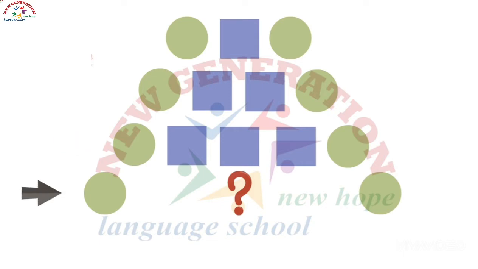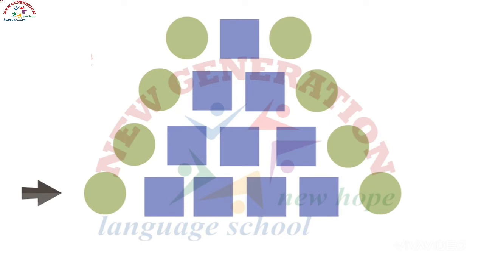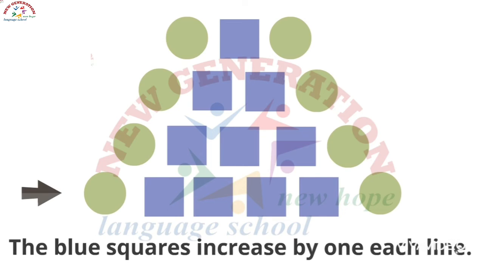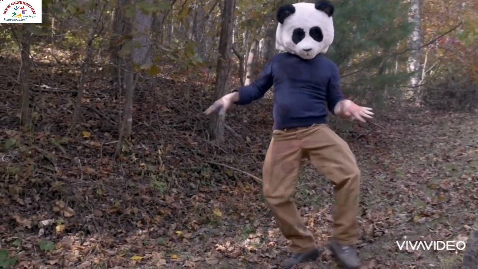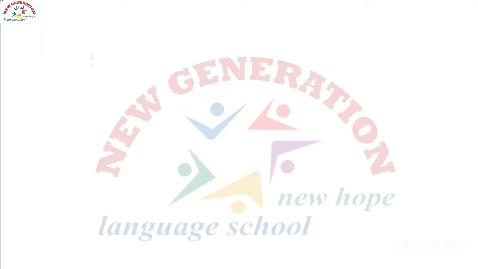So let's complete this pattern. How many blue squares are in this fourth line? Yeah, 4. The fourth line has 4 blue squares in between the green circles. How can we know that? Well, the blue squares increase by 1 each line. The blue squares in between the green circles keep growing by 1 every line. That's how this pattern works. Great job. Let's look at the next pattern.